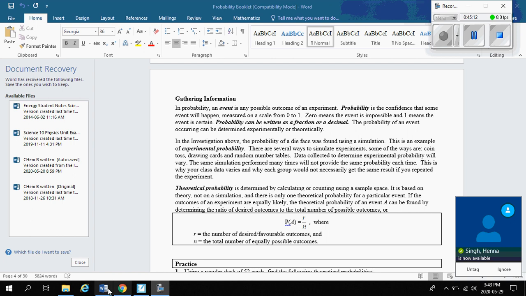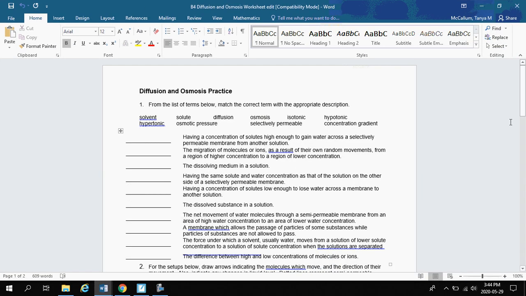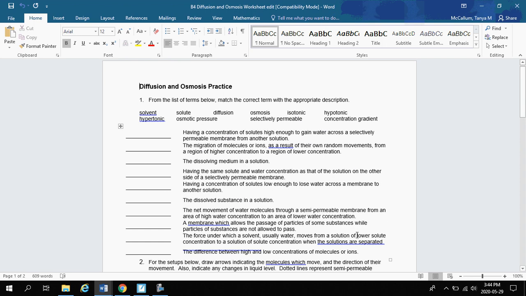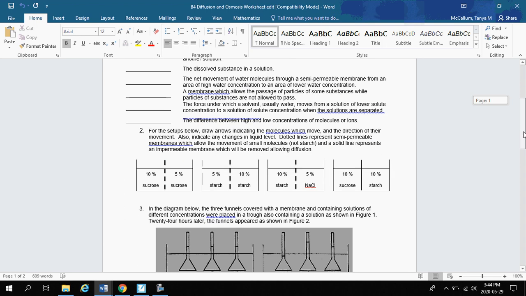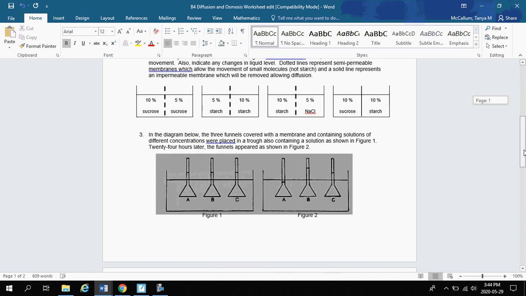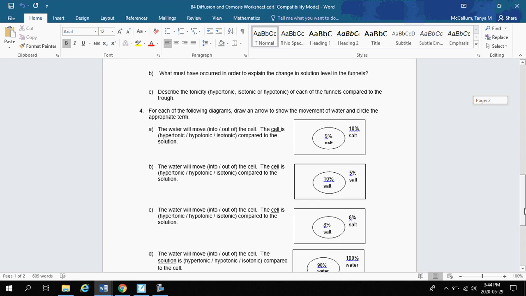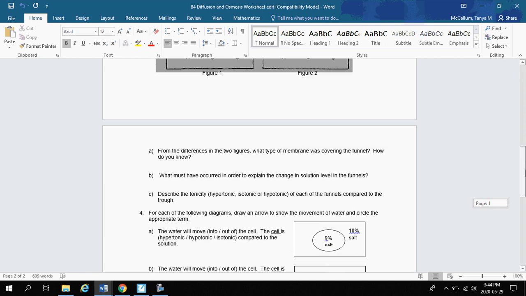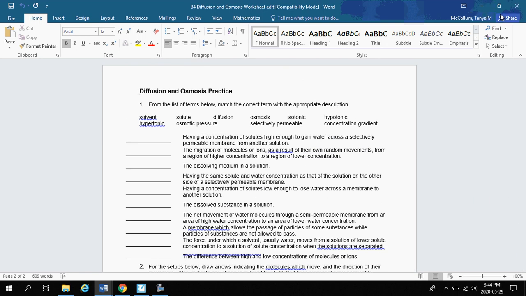And of course, the diffusion and osmosis worksheet, the one before. You're going to do some matching terms for setups below, draw arrows indicating the molecules, and read which is permeable versus impermeable. A couple different questions. For question 4, draw what's going to be happening in terms of movement, circling these ones or writing it out if you don't have them printed. So there are two worksheets: diffusion and osmosis, and transport across membranes.